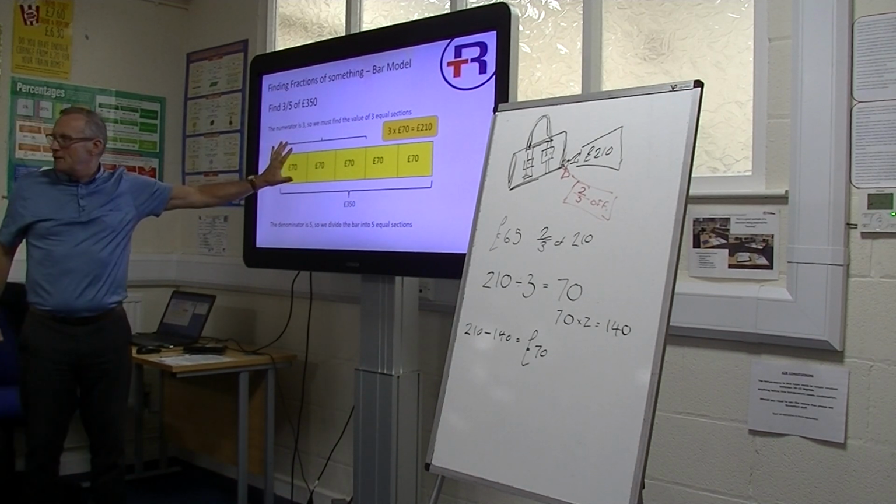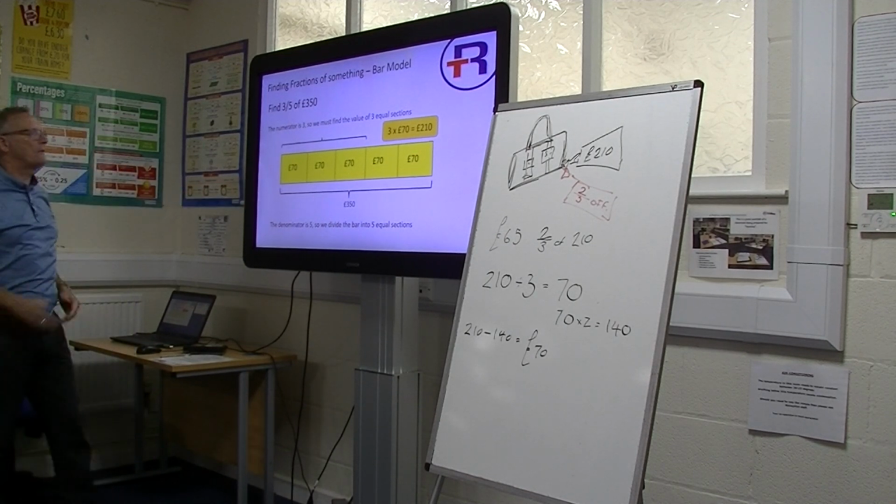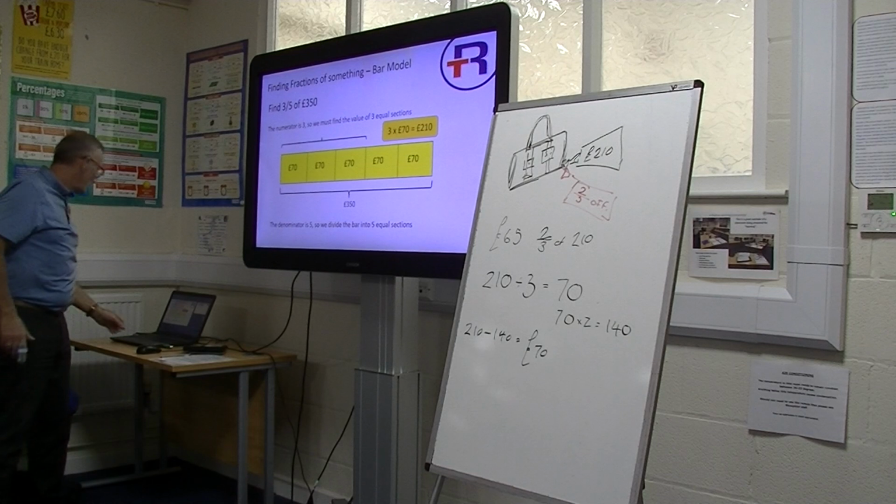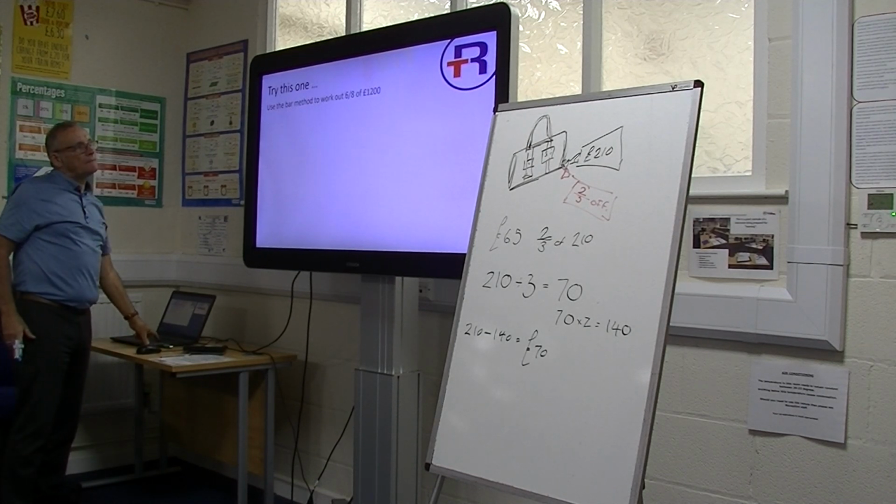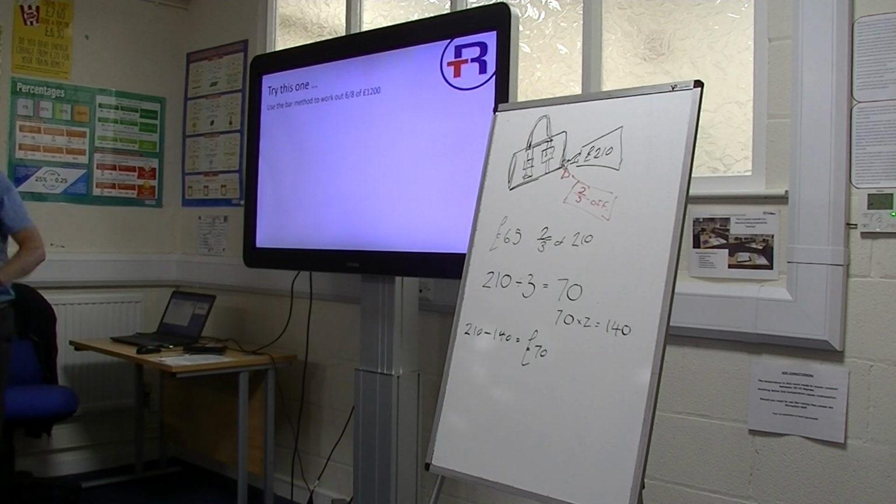Do you like that method, or do you prefer the other method? The other method. Most people do, to be perfectly honest. So we'll skip this. No, in fact, you can do it. You don't need to use the bar method. Use the other method. Let's find 6/8 of £1,200. The bar method will come up and show us how it's done in a second. But let's see if your answer matches the answer on the board.